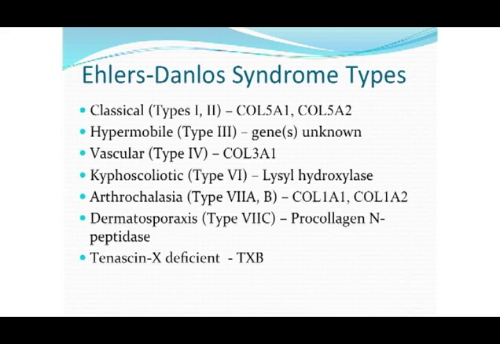Beyond that, there are a number of really quite rare disorders, including what's called the kyphoscoliotic type, which is caused by mutations in the enzyme lysyl hydroxylase. The arthrochalasia type is caused by mutations in type 1 collagen, and dermatosparaxis is also an alteration of collagen processing. This is an enzyme that cleaves the N-propeptidase from the procollagen molecule in type 1. And tenascin X deficiency resembles the hypermobile type of Ehlers-Danlos syndrome.